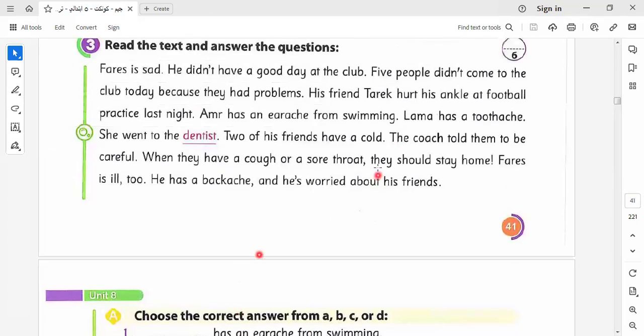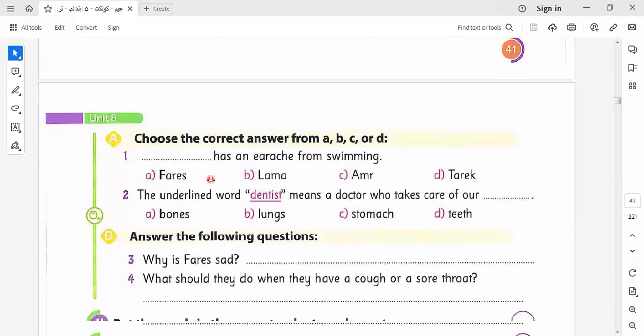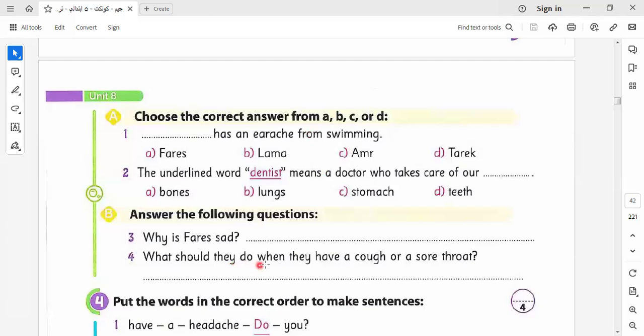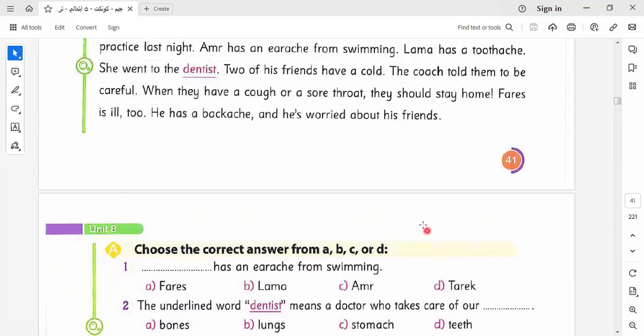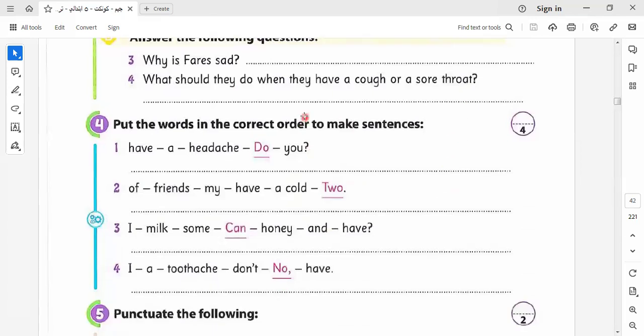Why is Faris sad? Because what? Because 5 of his friends had problems. What should they do when they have a cough or sore throat? What do we do? Stay home. Okay, let's go to another question here.